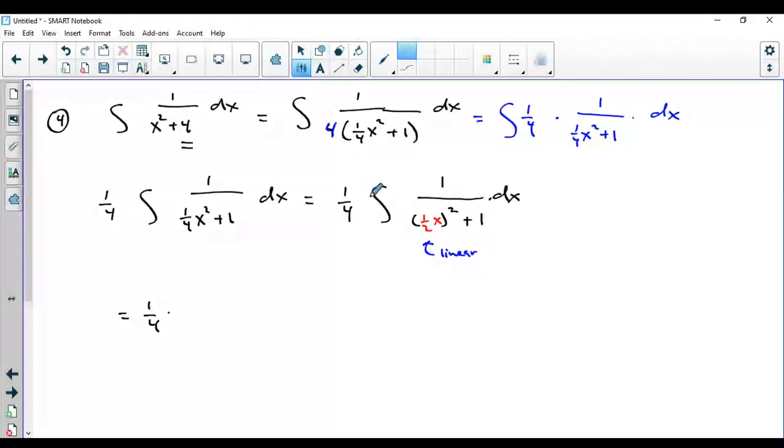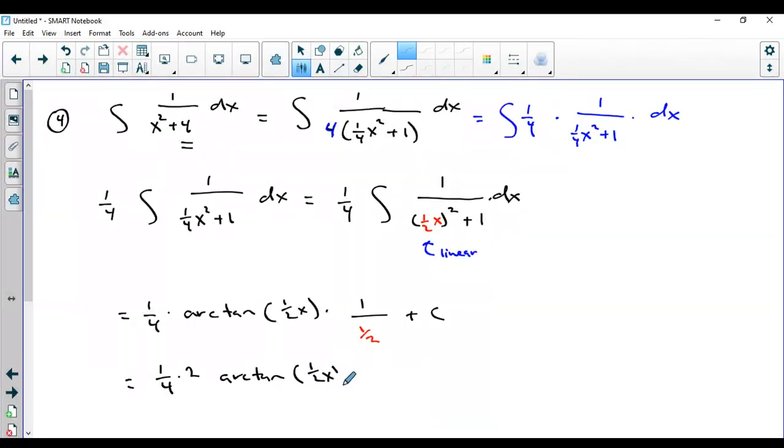So I have the 1/4 out here from this, and now, do I know a function whose derivative is 1 over stuff squared plus 1? I absolutely do. It's going to be arctangent of stuff, don't mutilate stuff, right, times 1 over the derivative of stuff. So the derivative of a half x is a half. So I would get that. And then plus c. Well, 1 over a half is 2. 2 times a fourth, right? Maybe I'll even write it this way. Take our time. It'd be 1/4 times 2, arctangent of a half x plus c. And then 2 times a fourth ends up being a half. So I get 1/2 arctangent of 1/2 x plus c.